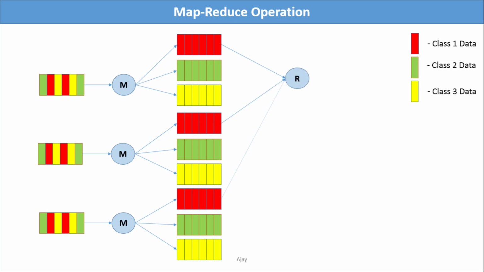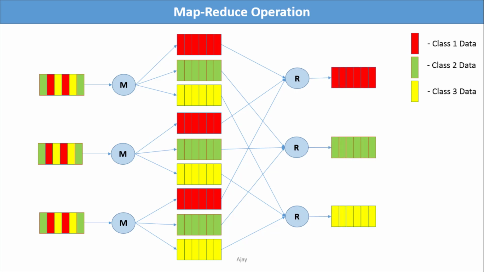All the class 1 data goes to a common node where the reducer will be executed to find the average. Similarly for class 2 and for class 3 as well. So here all the data which belongs to the same group goes to the same reducer. And this step is called shuffle and sort. Now the reducer finds the average and returns the results. All the data aggregated by the different reducers are combined and returned to the client. So this is how MapReduce works.